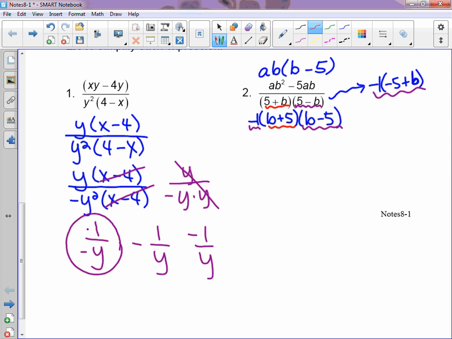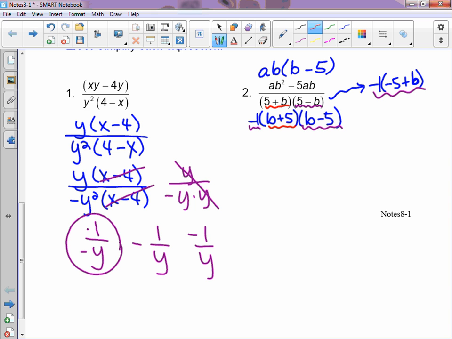Wait, so how could you do it to the b minus 5 if you didn't do it to the b plus 5? Because I didn't need to do it to the b plus 5. Because the b's are still positive and the 5's are still positive. Signs didn't change. Only when you need to change the signs. Okay, so I just underlined so you could see what was what. These go together. This I came out here. You need to see that.